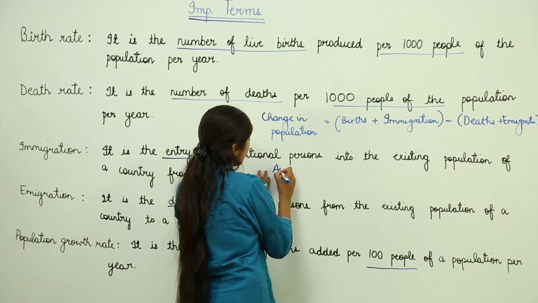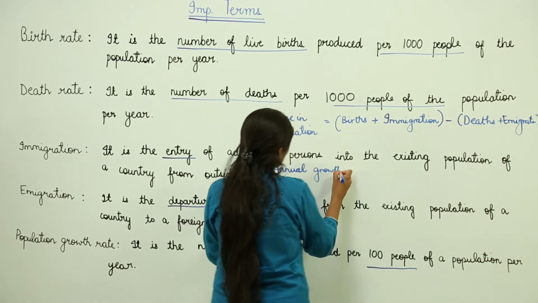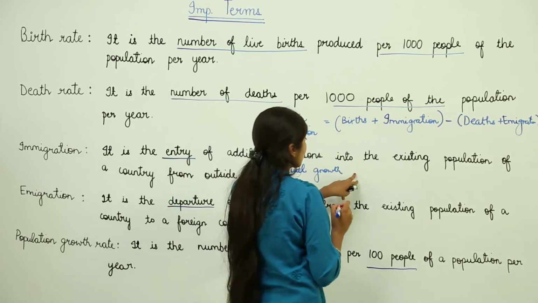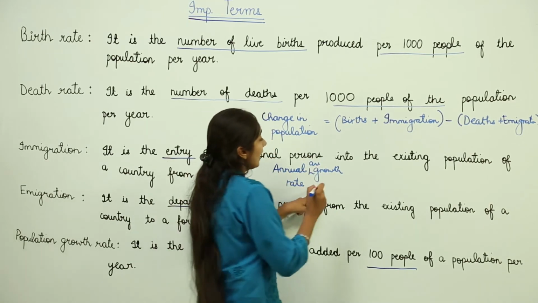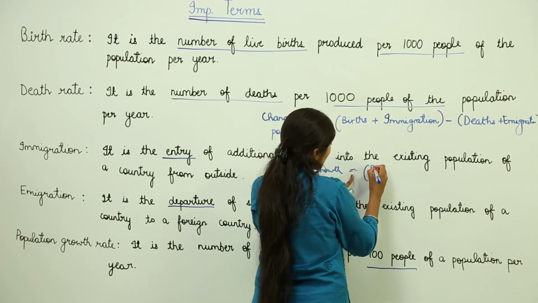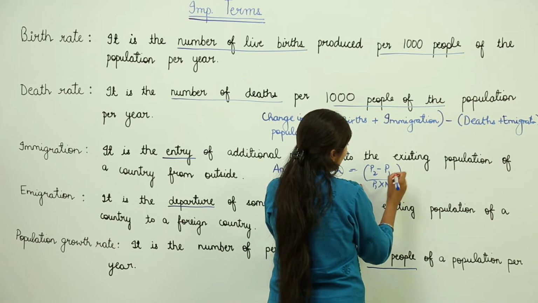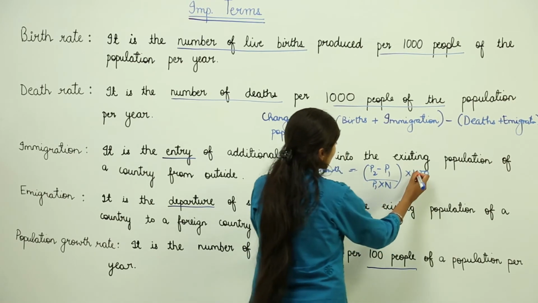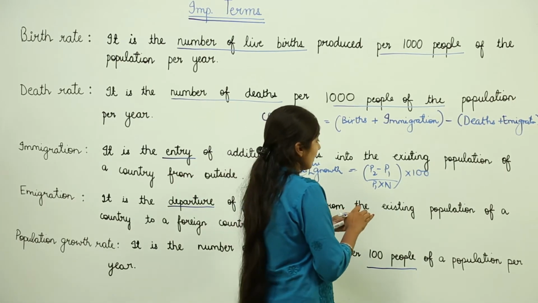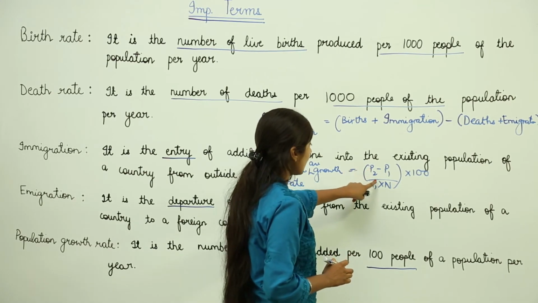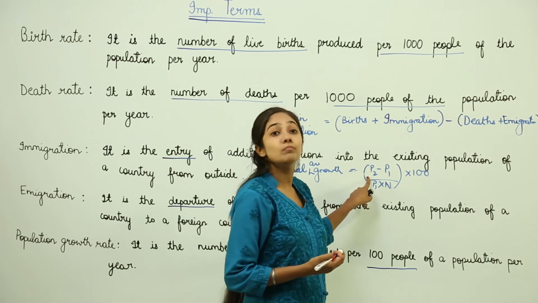Here we also have a formula to find out the annual growth rate, right? How can we actually find out the annual average growth rate? The annual average growth rate can be found out by a formula, that is (P2 minus P1) upon P1 into N into 100. So it is actually the annual average growth rate, right? So what is P2 over here? P2 is the population size in the present census. Population size, you can say, according to the present census.